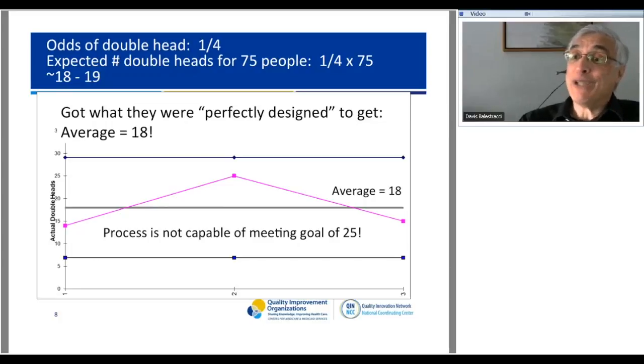Now, here's a common cause, and the fact that those numbers are all between the common cause limits tells me that, in essence, this 14, this 25, this 15 are all 18 with random common cause added. They're the same number. We got what we were perfectly designed to get, and once again, the process is not capable. As it's currently designed and as we currently react to it, it is not capable of meeting the goal of 25. It would take a common cause strategy.